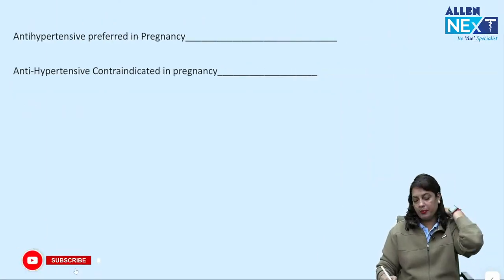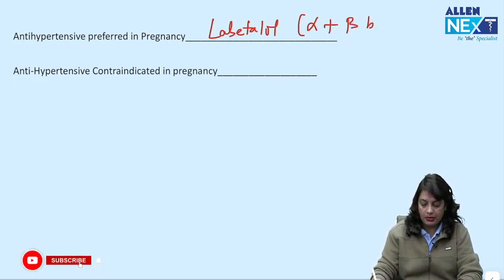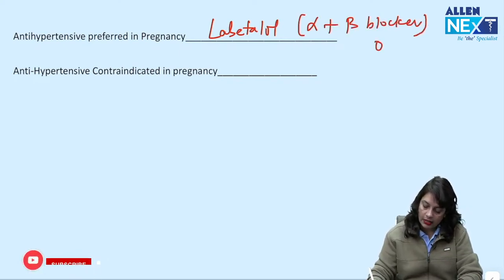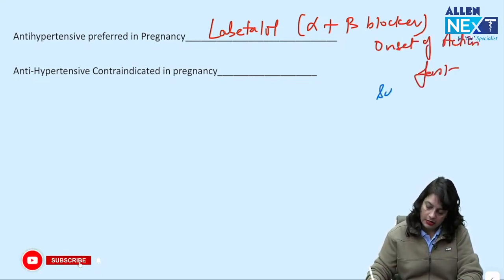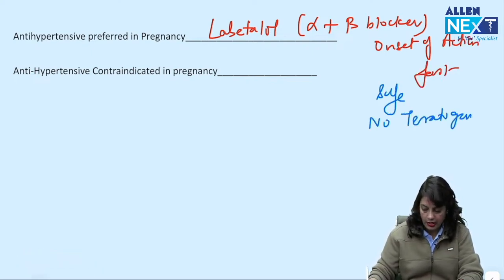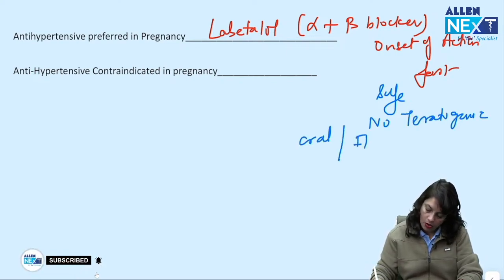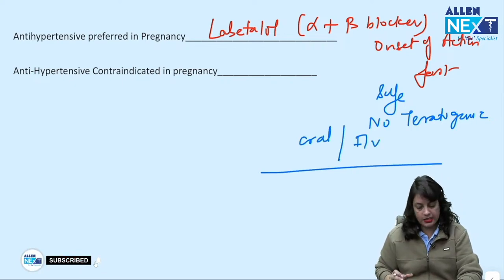Antihypertensive preferred in pregnancy is labetalol, which is alpha plus beta blocker. Its onset of action is fast, it is very safe, no teratogenic effect, and it can be given oral or IV. Okay, so that is why labetalol is preferred.